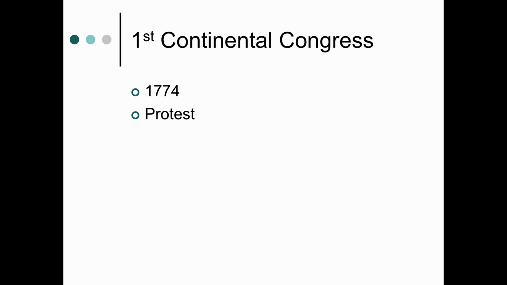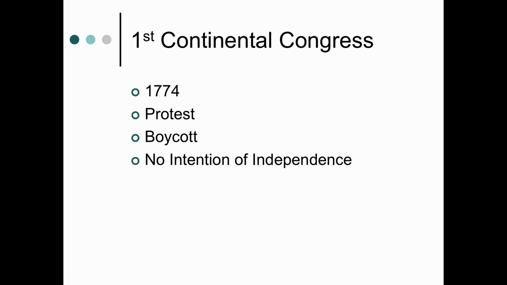And up through this point, every time they communicate with the British Crown, they're always communicating as British citizens. And they say that, like, we have these rights because we are British. Not because we're Americans and we want to be free, but because we are British. And so the First Continental Congress is designed to protest. It creates a boycott of British goods in order to coerce the British government to get off the colonies' back, but there's no intention of independence.